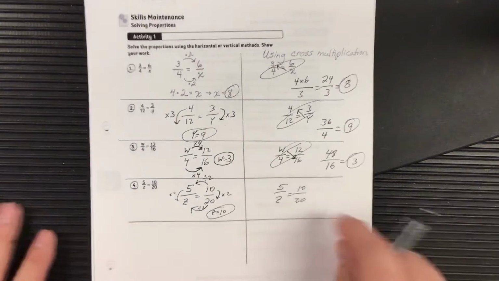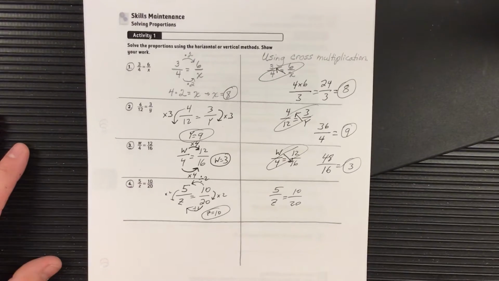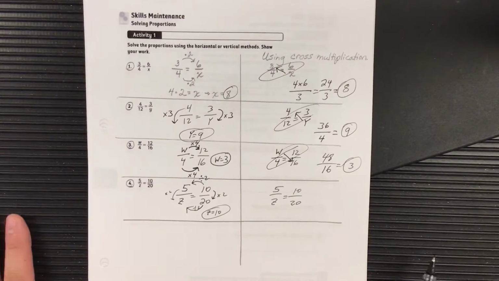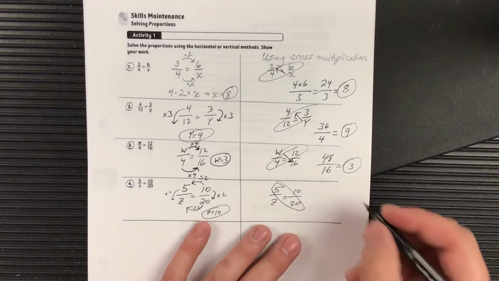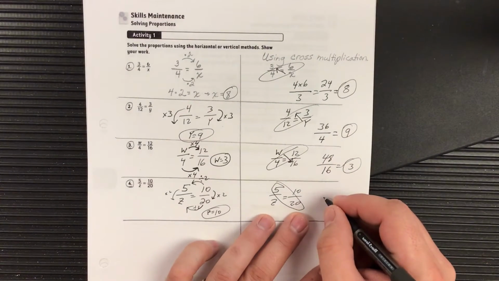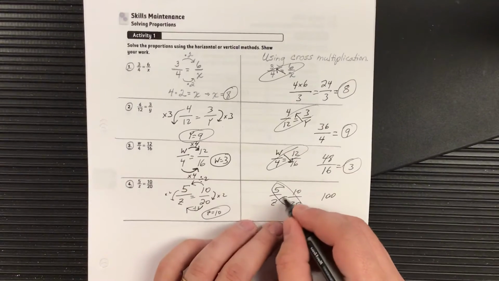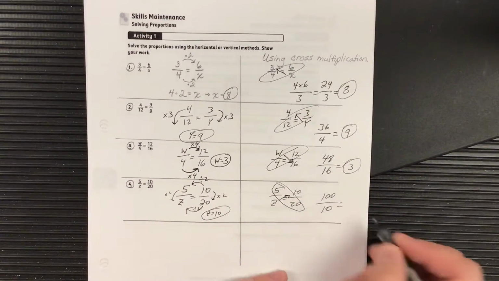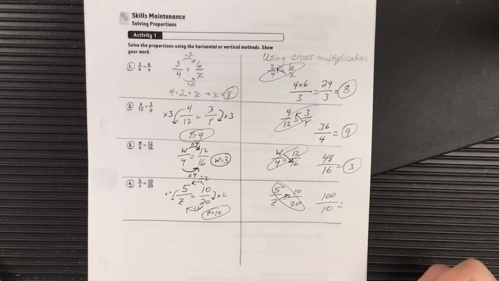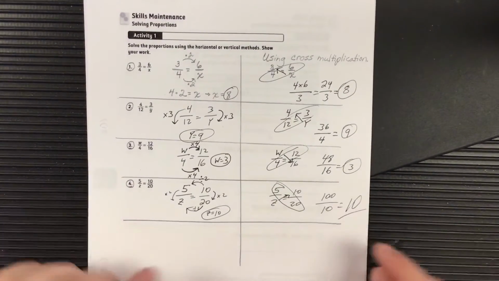Last one. Cross multiplying. What numbers are diagonal, Javen? 5 and 20. What's 5 times 20? 100. Divide by whatever's across from the variable, in this case 10. How many $10 bills to get to 100? 10. Notice your answer is the same.